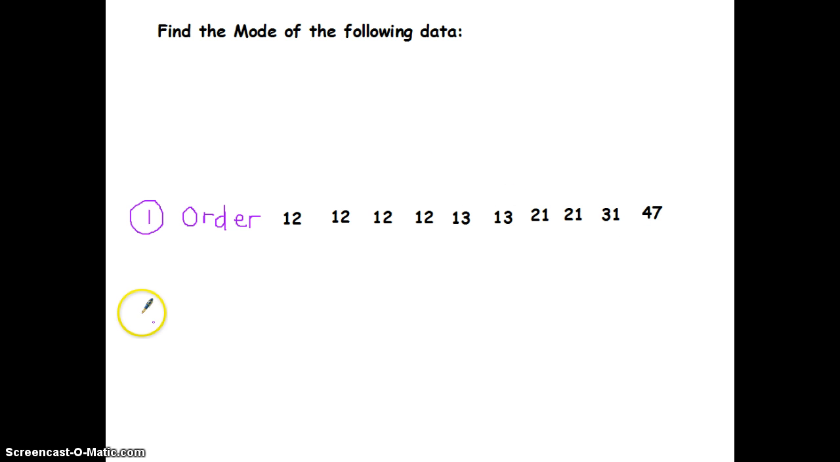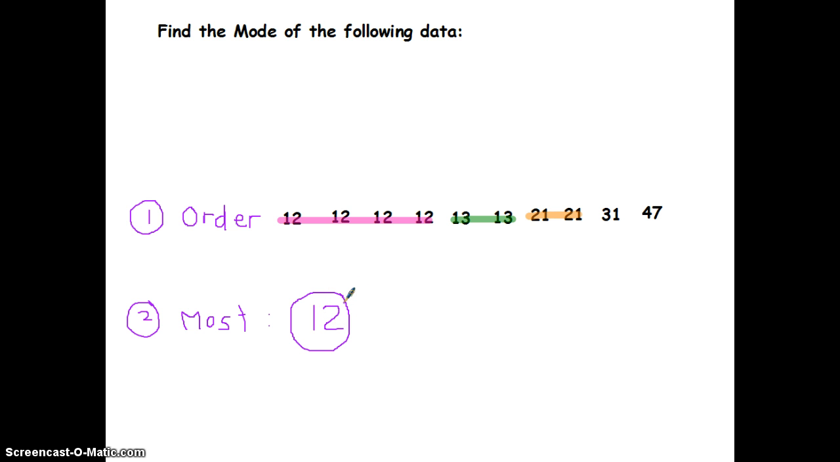The next thing that I want to do whenever I find the mode is choose the number that is repeated the most in a data set. Okay, and so here I can see that I've got 4 12s, I've got 2 13s, and 2 21s. So the number that's repeated the most in that data set is the number 12. Okay, the 12 is my mode for this set of data.